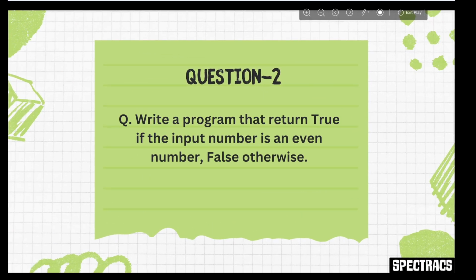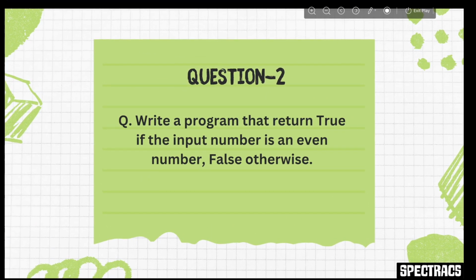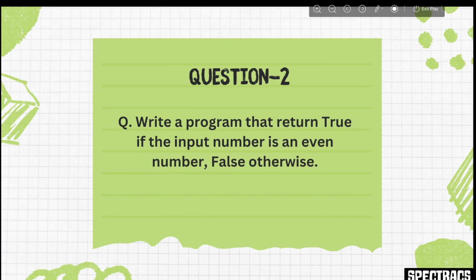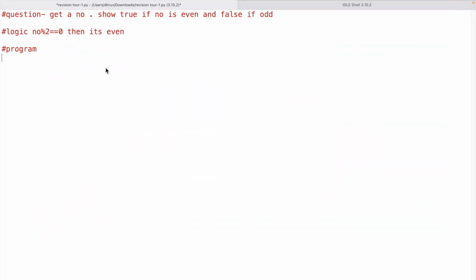Write a program that returns true if the input number is even and false otherwise. So to check if the number is even or odd, we're going to divide it by 2. This is a symbol called the percentage symbol. We're going to use it to check the remainder. So if the number is divided by 2 and the remainder is equal to 0, then we can say it is an even number. So let us get the input from the user.